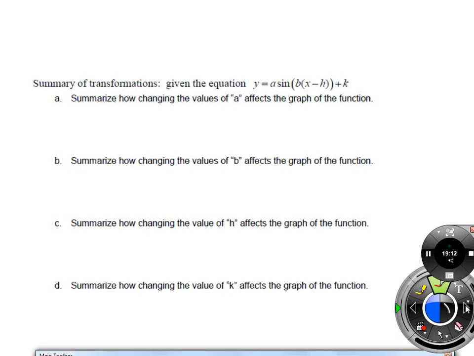And then what about the K? Kira? Good, vertical translation. So the entire graph shifts up and down. So know the difference between amplitude and vertical translation. Vertical translation takes the entire graph, including the points in the middle of the waves for sine and cosine, and moves them up or down on the coordinate plane. But they keep their distances apart.